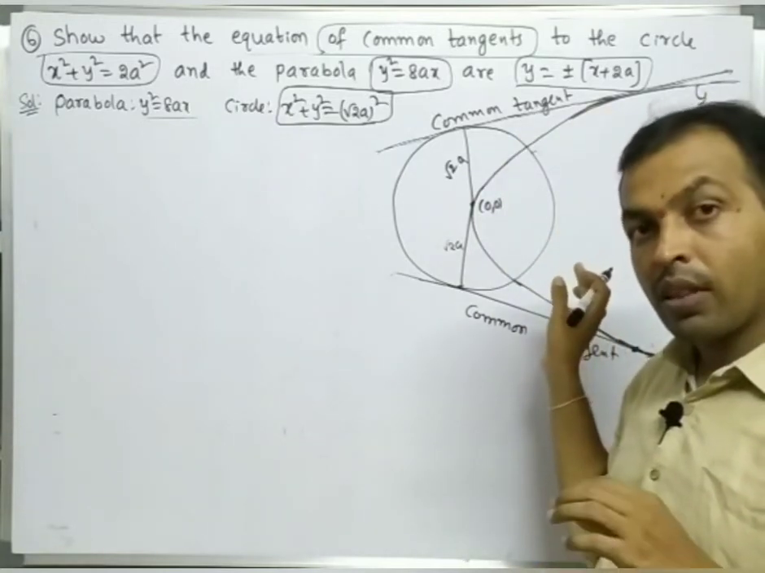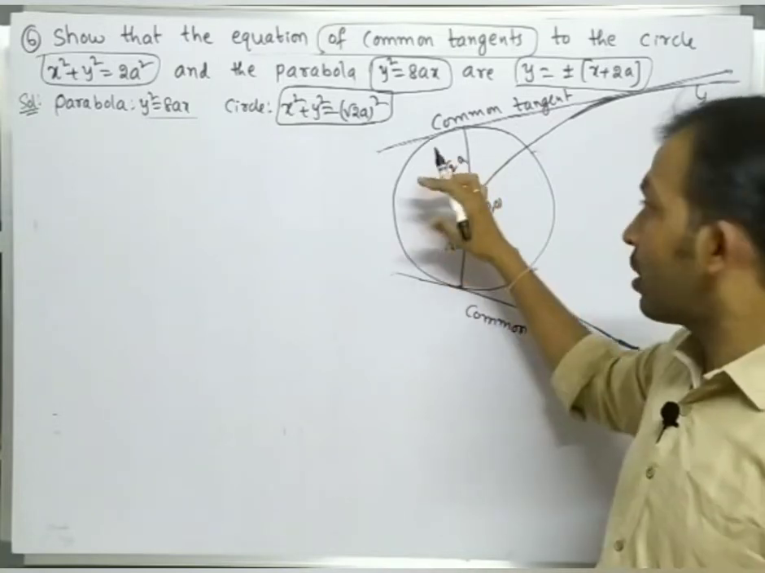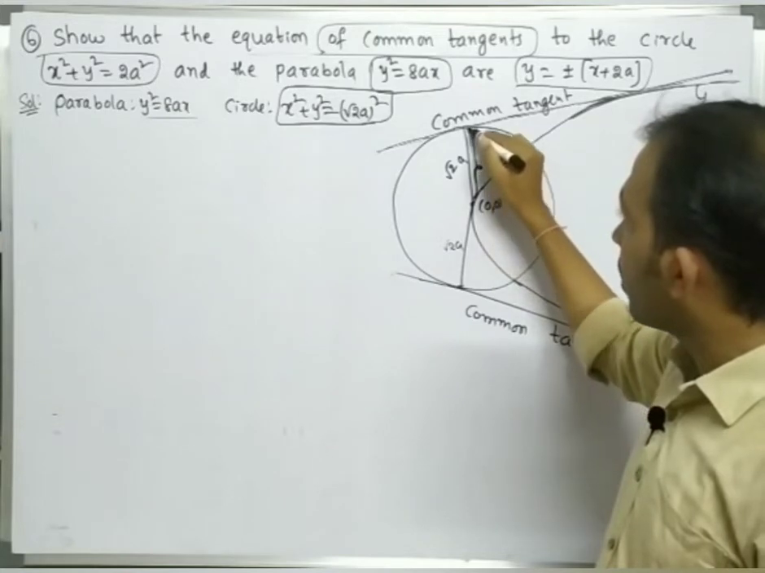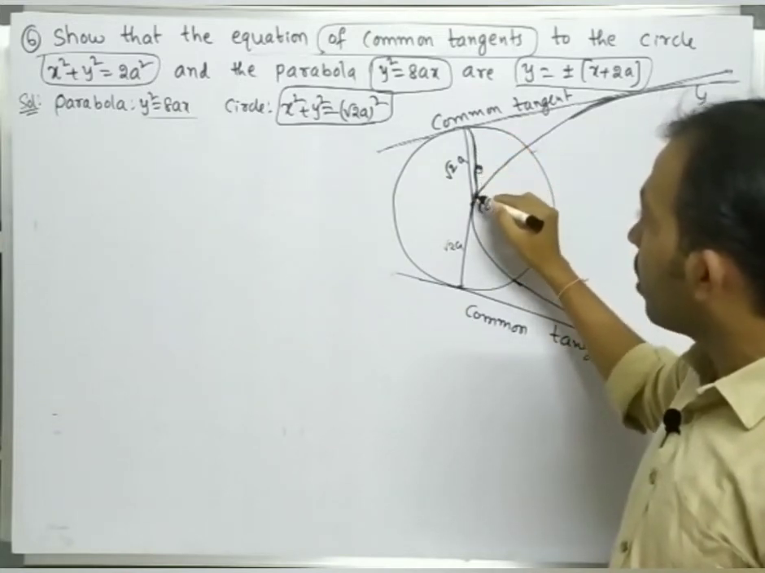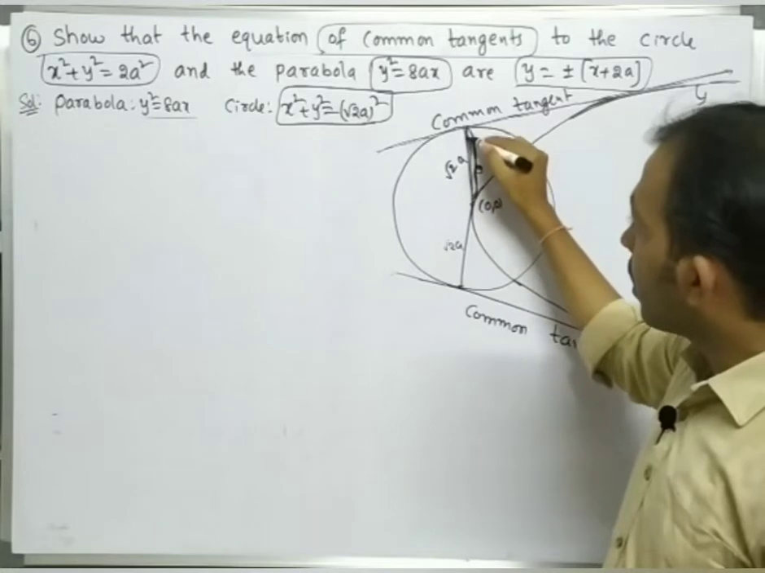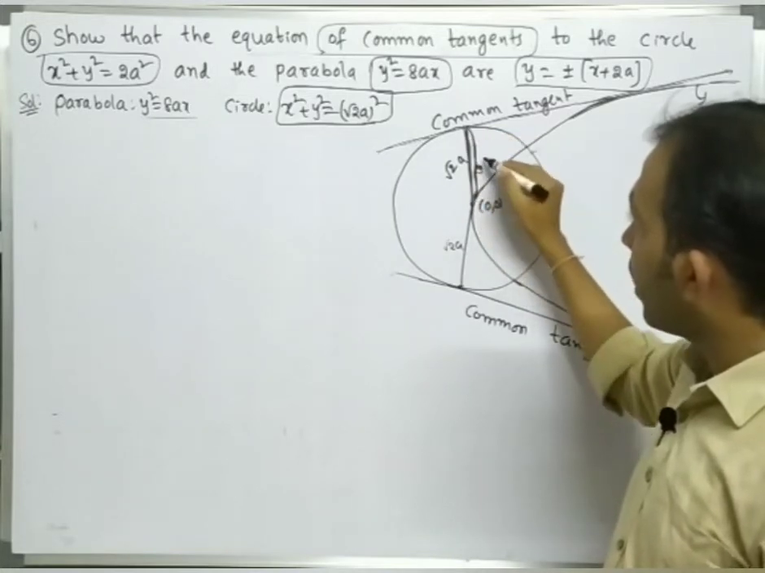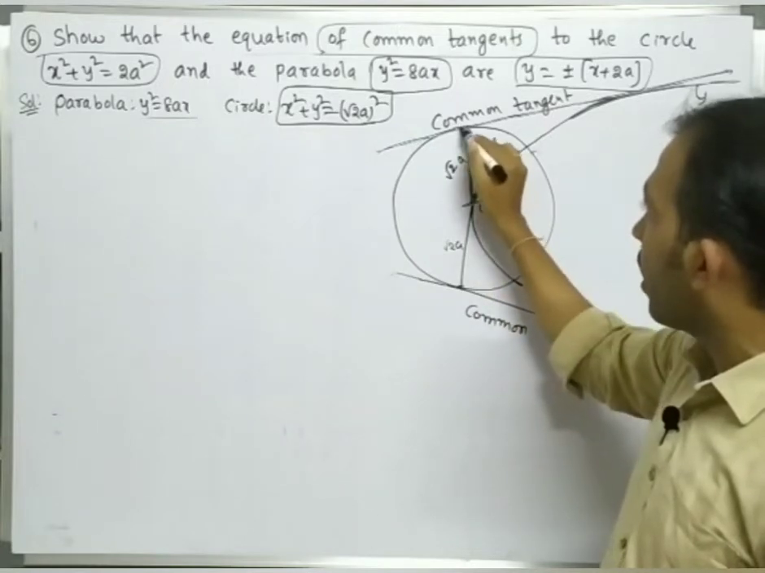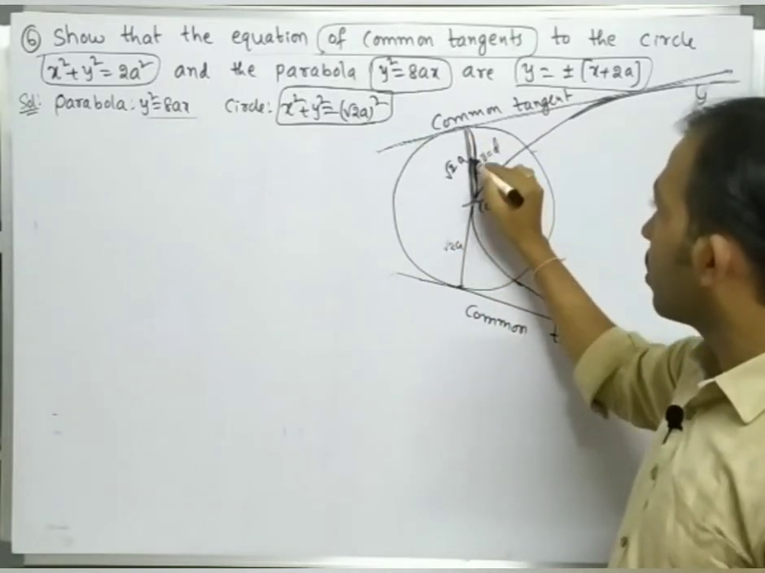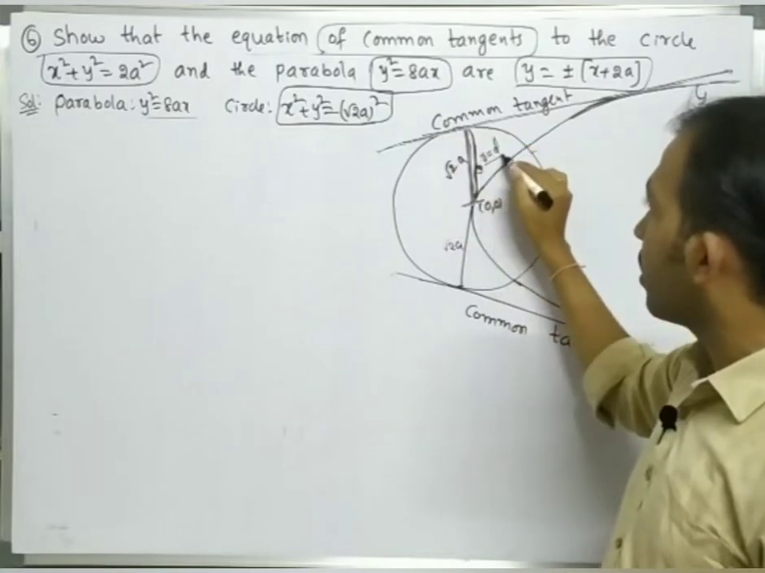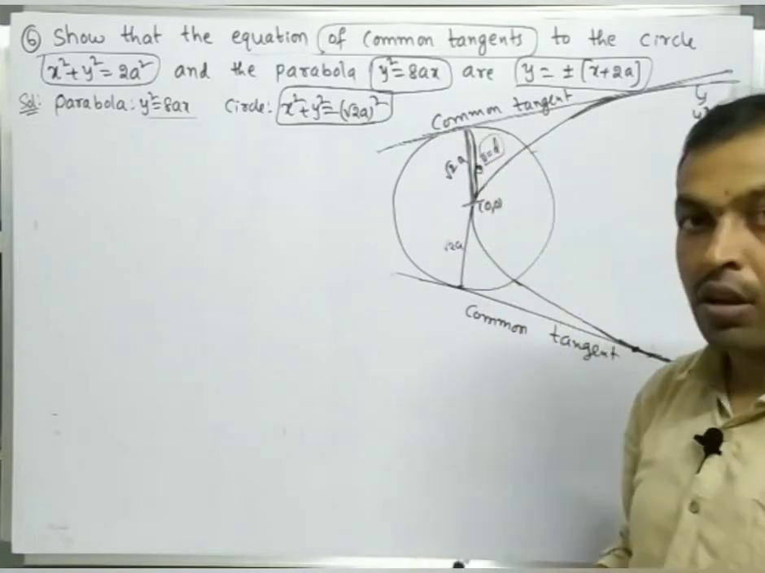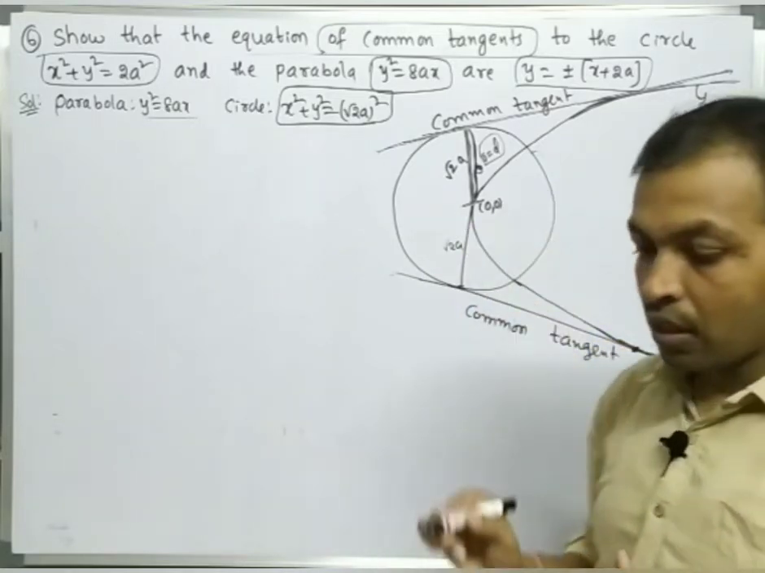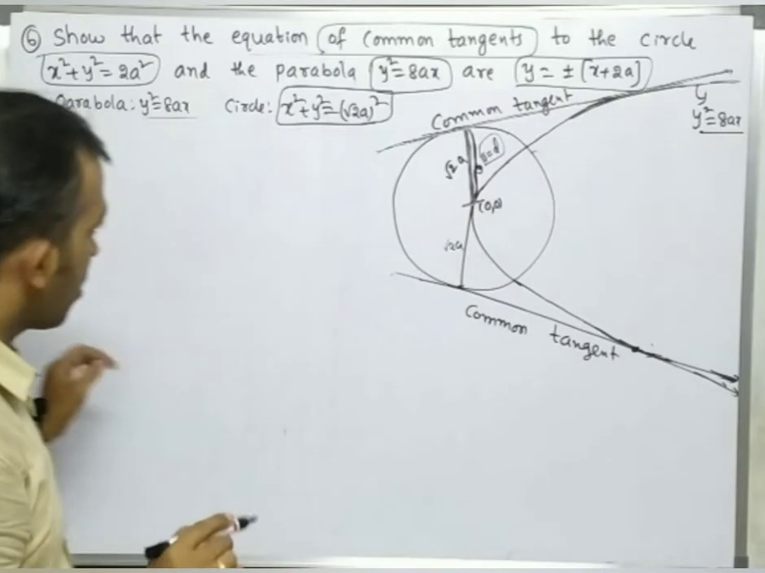It is also a tangent to the circle, so we learned the concept: if a line is tangent to the circle, then the radius and the perpendicular distance from the origin to the line, both must and should be equal. So we are going to solve this problem by using this concept. Okay, right.